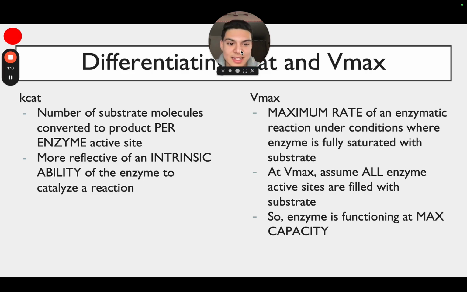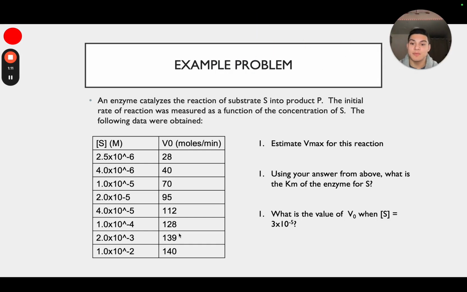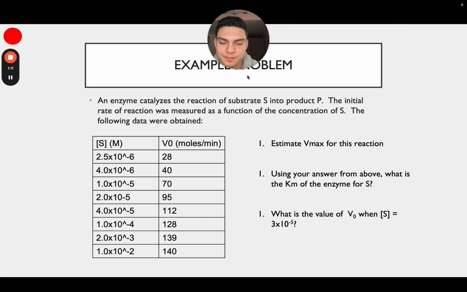And then the Vmax is the maximum rate of an enzymatic reaction under conditions where the enzyme is fully saturated with substrate. So in lay terms, at Vmax, assume all enzyme active sites are filled with substrate. They are saturated, and so the enzyme is functioning at max capacity. Does that make sense? And so here's an example problem that you could be tested on in an exam. An enzyme catalyzes the reaction of S into product. Honestly, I'll let you run through this on your own time, but all the answers are listed in the footnotes, so that's something to look at.